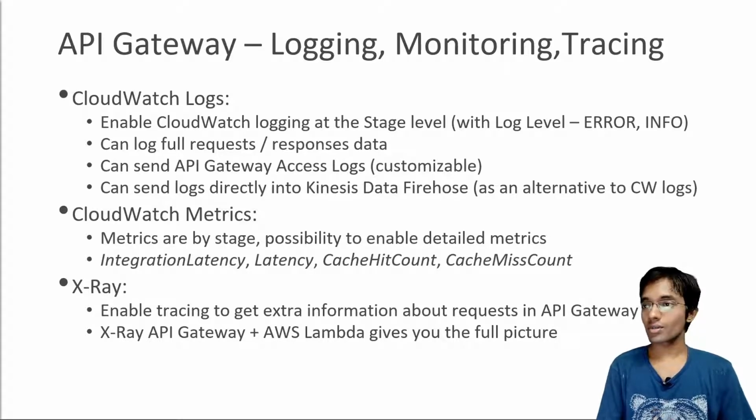Finally, in terms of logging, monitoring, and tracing, that's very important. CloudWatch Logs does give you logging at the stage level for log level error or info. And you can log full request and response data, so it can be quite helpful when you want to troubleshoot. You can also send API gateway access logs, which is customizable, and the logs can be sent directly if you wanted to into the Kinesis Data Firehose, as an alternative to CloudWatch Logs.